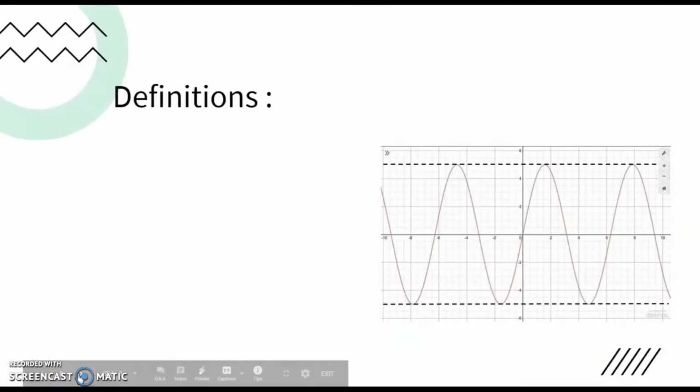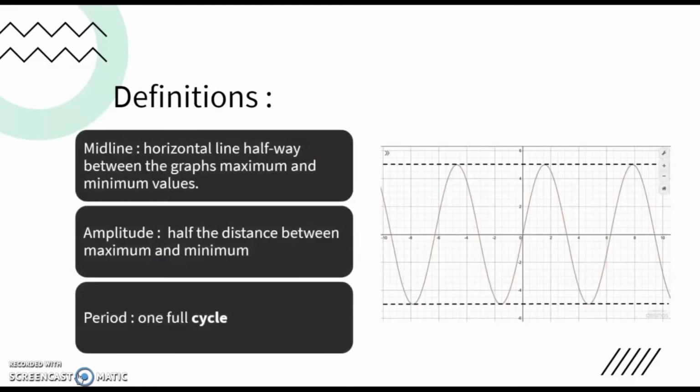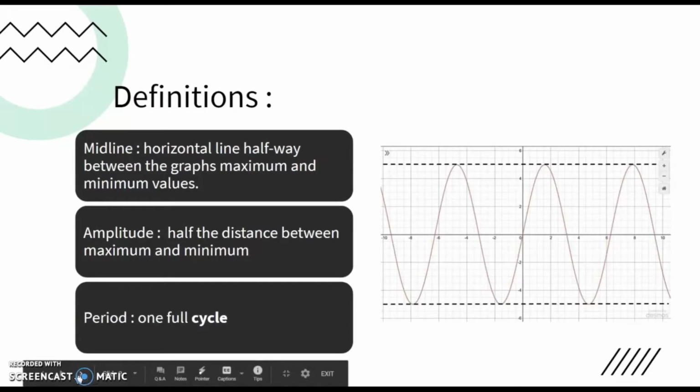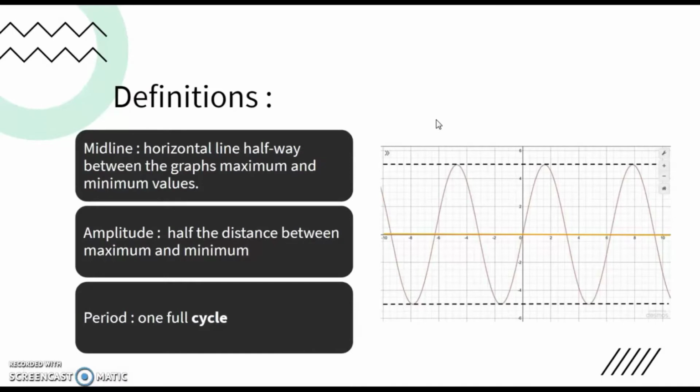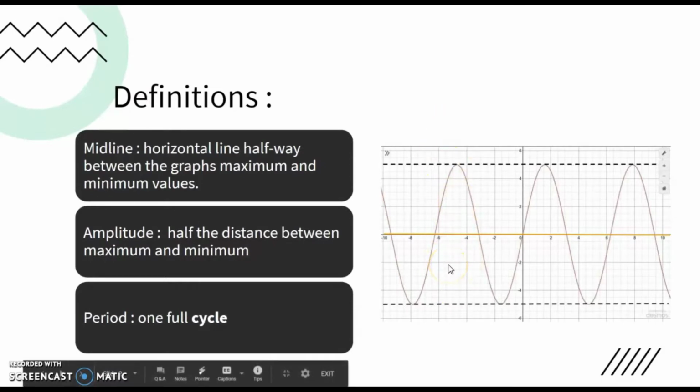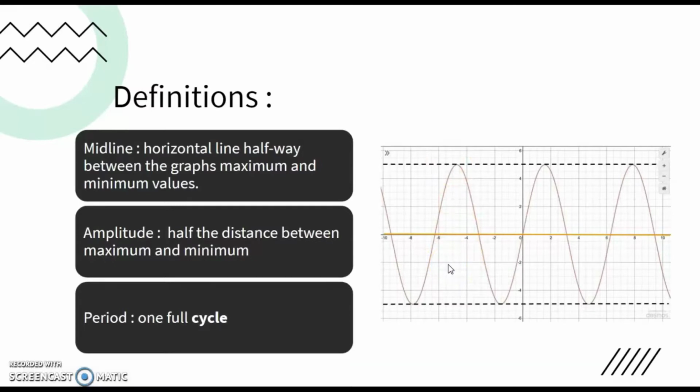So the first step we have is their definitions. What exactly are midline, amplitude, and period? Midline is very straightforward. It's a horizontal line that runs in between the graph, right in the middle, halfway between the maximum and minimum values. The amplitude is half the distance between the maximum and minimum values. So you can also say it is the distance between the maximum value and the midline, or the minimum value and the midline.